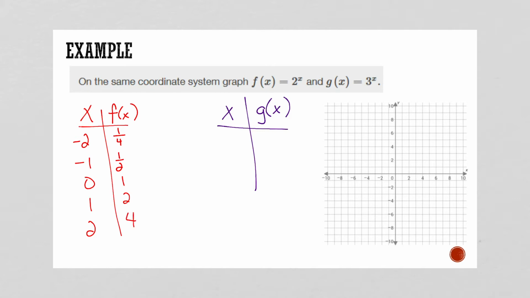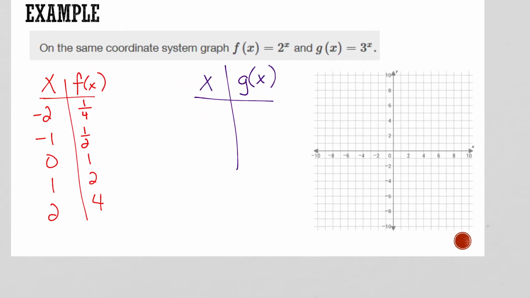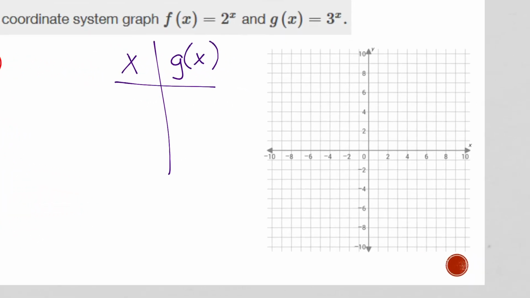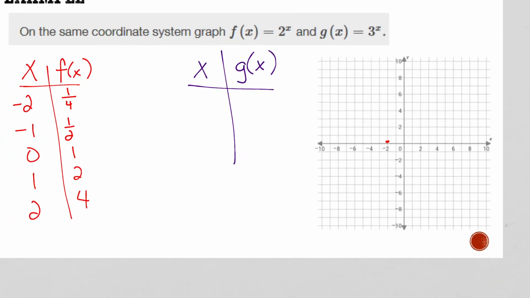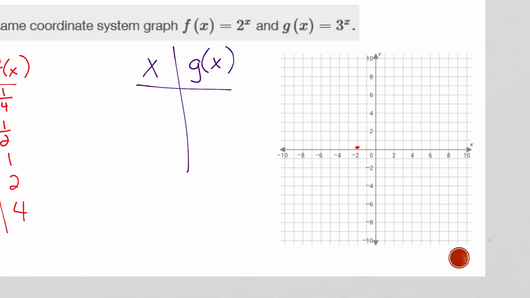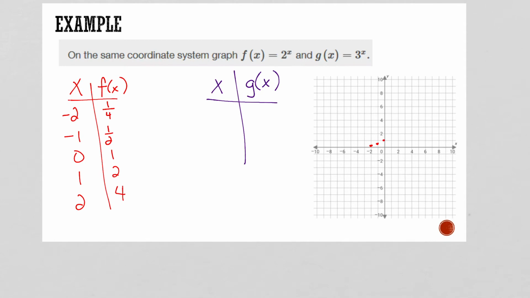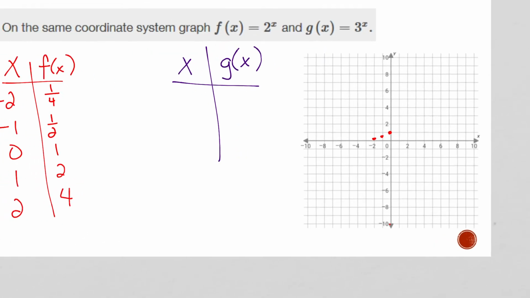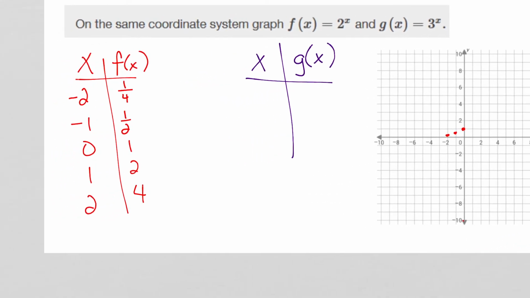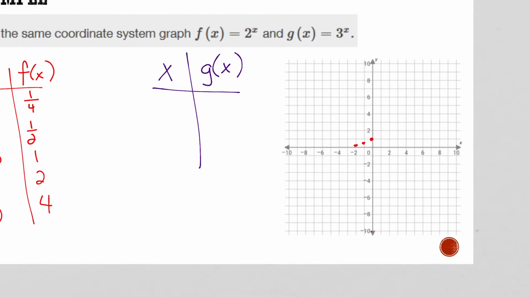Okay, so let's graph these. So -2 and then 1/4 is our y. So -2 and 1/4, that's approximately right there. Then I've got -1 and 1/2, which is about there. Then I've got 0 and 1, which is right there. Make this graph just a little bit bigger. And then we have 1 and 2, and then 2 and 4.